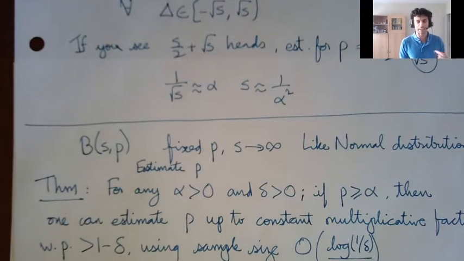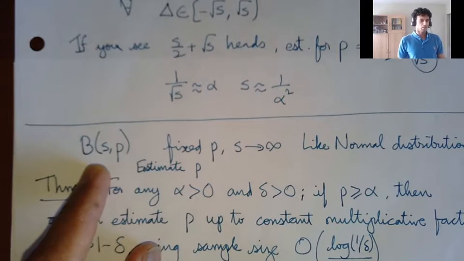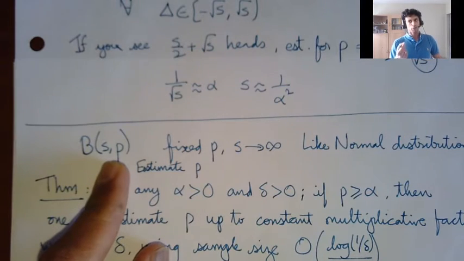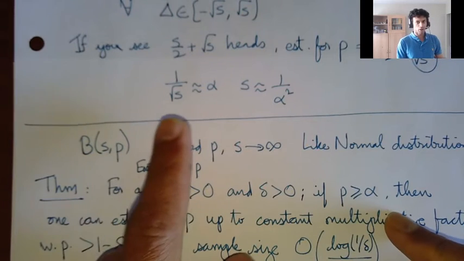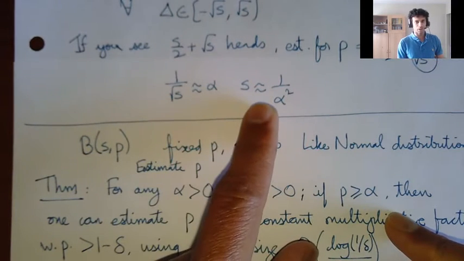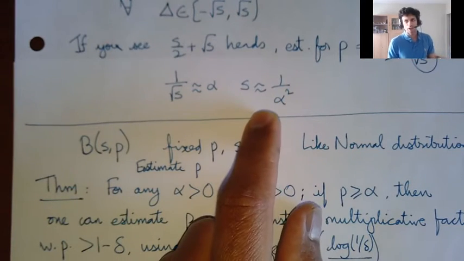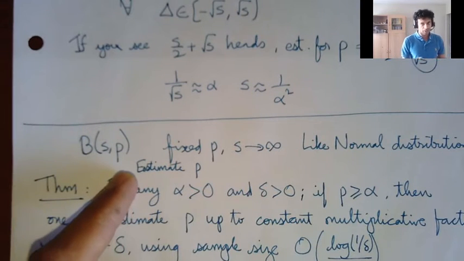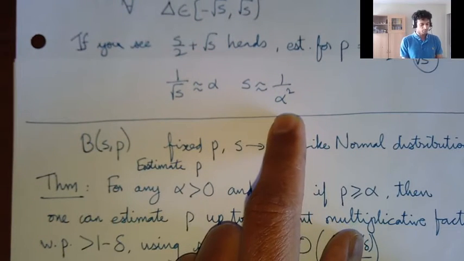So I just do multiple independent flips of that coin. When I do S flips, the distribution is just a binomial. When I fix my P and I let S go to infinity, it looks like a normal distribution. Formally, we can quantify this using the Hoeffding bound. And what we also showed was that if you want an additive alpha estimate, you cannot beat 1 over alpha squared in the worst case, meaning that if P is a half and you want an additive alpha estimate, you cannot beat 1 over alpha squared.